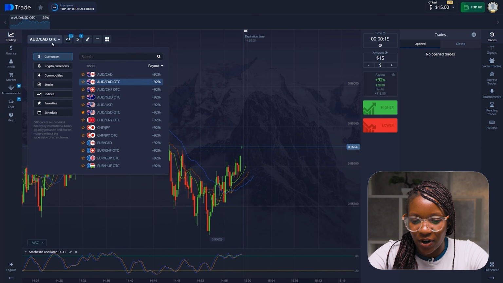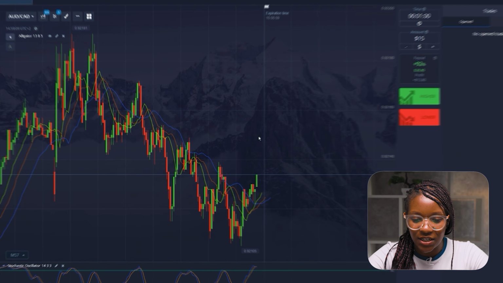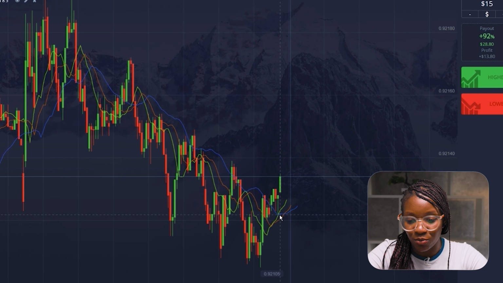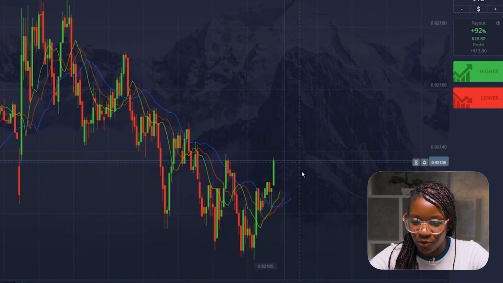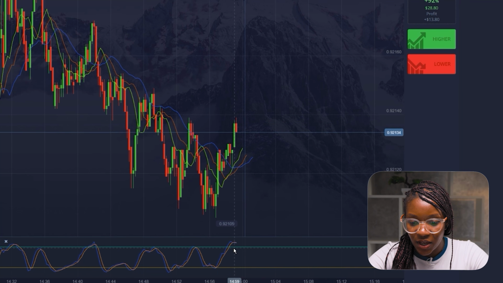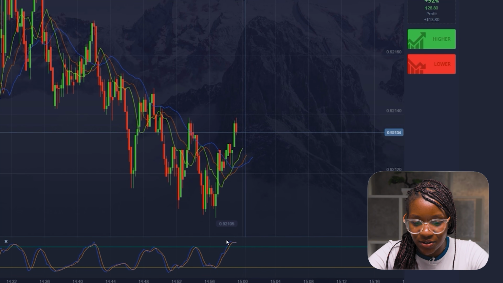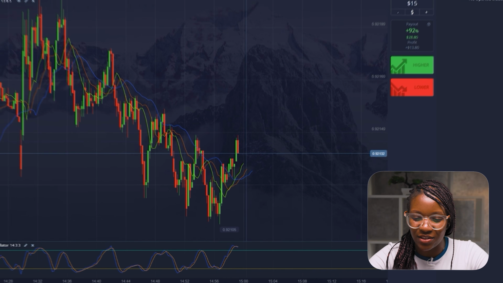For the suitable graph, what can we see here is we had a downward movement. There is an upward movement going on here. However, the stochastic oscillator tells us that this asset is already in the overbought area. Because of this, we'll move on to the next chart.